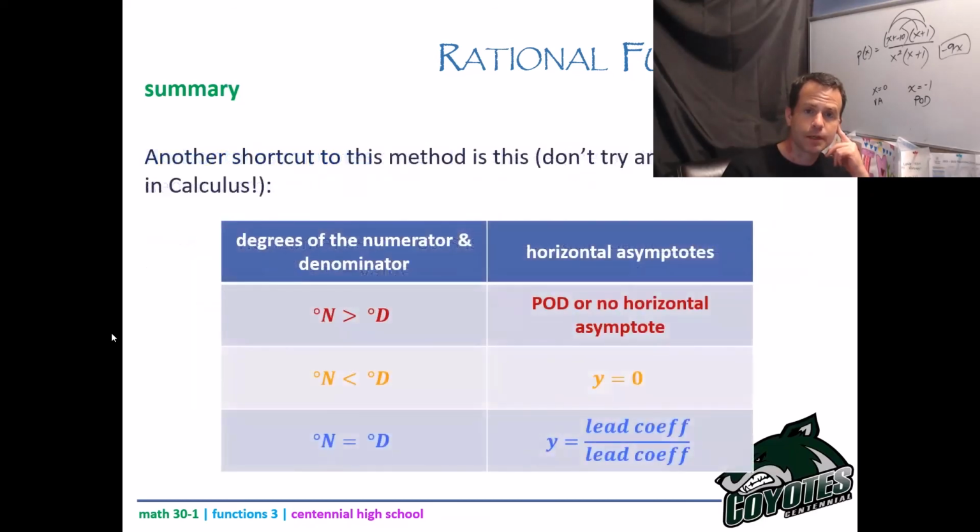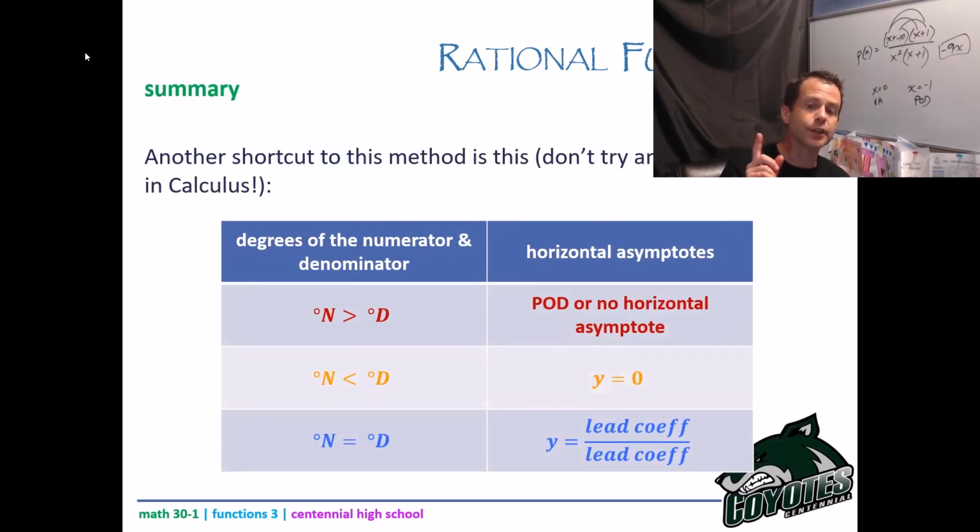Another shortcut, those of you heading to calculus, you won't be able to do this in calculus, but it is acceptable in 30-1. And this is kind of what I was alluding to as we were walking through the investigation. So it's all about comparing the degree on the numerator to the degree on the denominator. If the degree on the numerator is larger than the degree on the denominator, there is no horizontal asymptote. There could be a point of discontinuity though, so there could still be a forbidden y value to think about, but there'd be no horizontal asymptote.